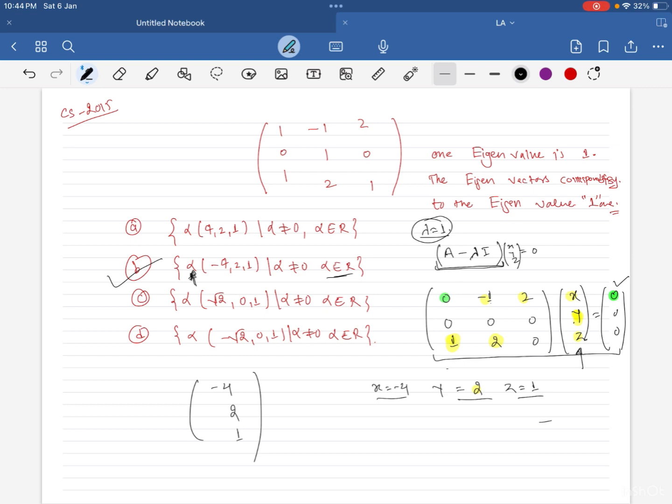If you multiply with this vector, it is still going to be an eigenvector, because those two vectors are going to be in the same direction, right? If you take this eigenvector x1, then if you multiply alpha times x1, that is going to be in the same direction. So the correct answer is B.